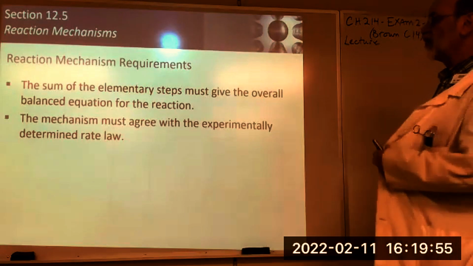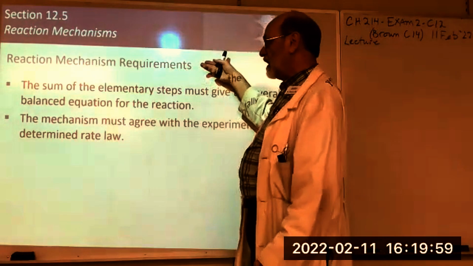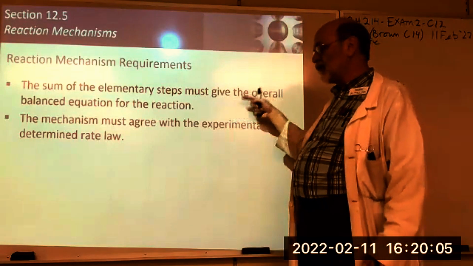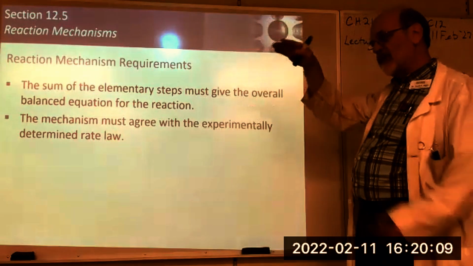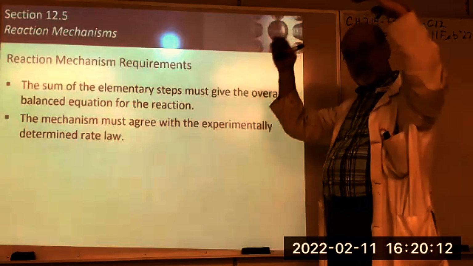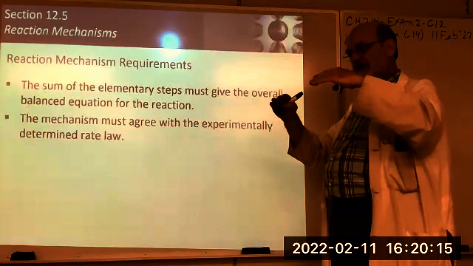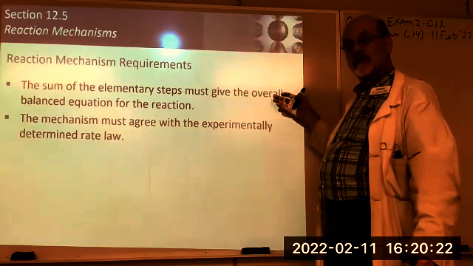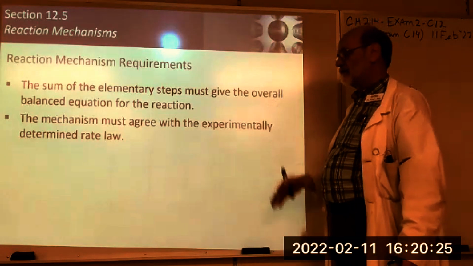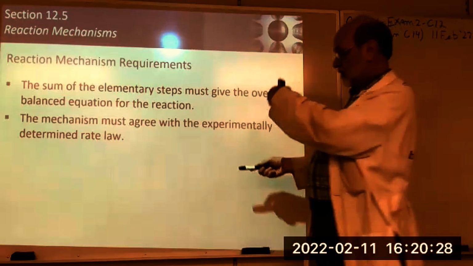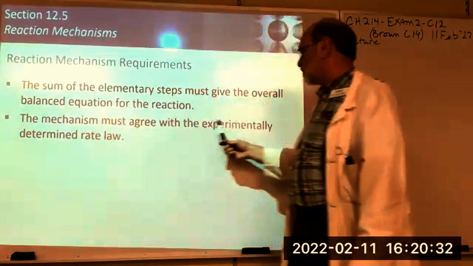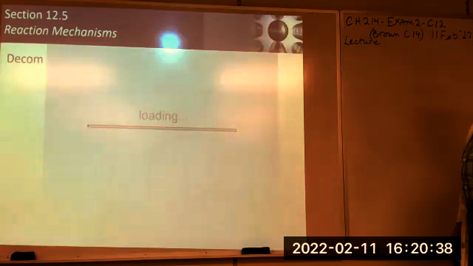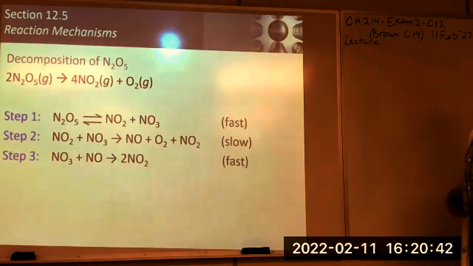First of all, when you propose a series of elementary steps for a mechanism, you have to be able to add them all up to the overall balanced equation. That's the first condition. If you cannot add them up, like we did with Hess's law for thermochemistry, where you add them up to the proposed equation, if you can't do that, then you can't use that mechanism. It's not valid. And then, like I said just a second ago, the proposed mechanism has to agree with the experimentally determined rate law. And there's another one. It's chopped out.